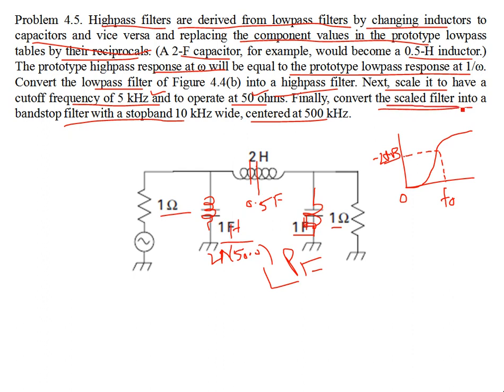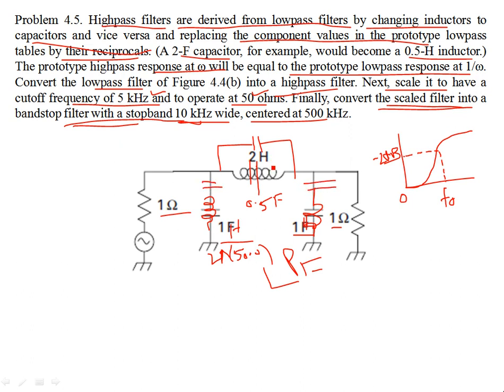You have to convert this scaled filter into a bandstop filter with a stop band of 10 kilohertz, and this stop band has to be wide. The stop band has to be 10 kilohertz wide. This is the bandwidth of the stop band, and the center frequency or the notch frequency is 500 kilohertz. Okay, so that means what we're going to do is, just like for a band pass filter, you have to do the reverse. Okay, so instead of a series inductor, you have to replace this with a parallel LC combination, and those shunt capacitors, originally, have to be replaced by a parallel combination of LC elements.